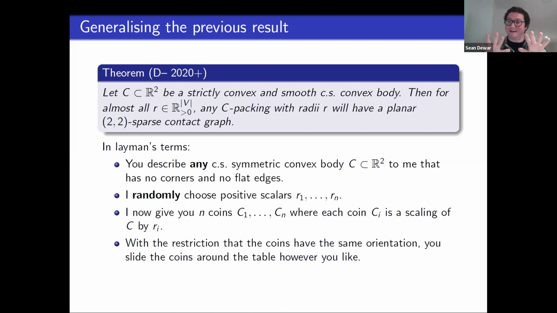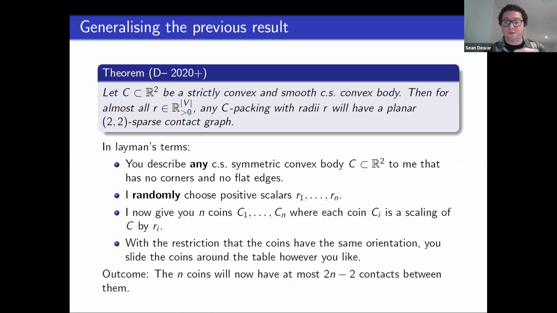Now I tell you, put them on the table, and you can slide them around however you want, but the restriction is you have to keep the orientation. So once you put them down, they all have to be in the same orientation. You can't start rotating the coins, but you're allowed to slide them around however you want. The outcome from this is that when you put them all together, you're going to have at most 2n minus 2 contacts. So this is the generalization of the previous result.